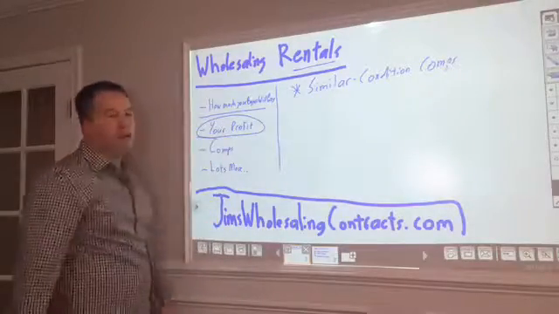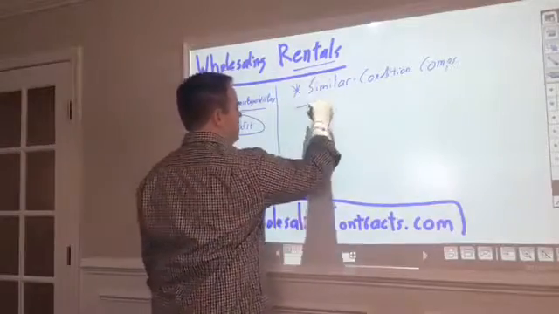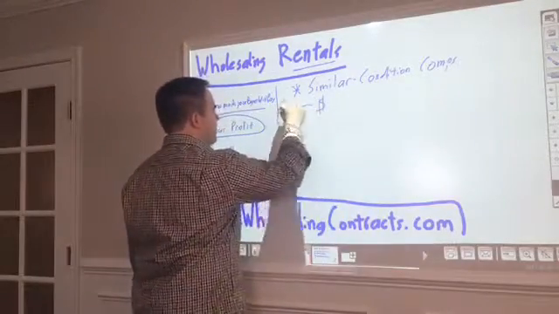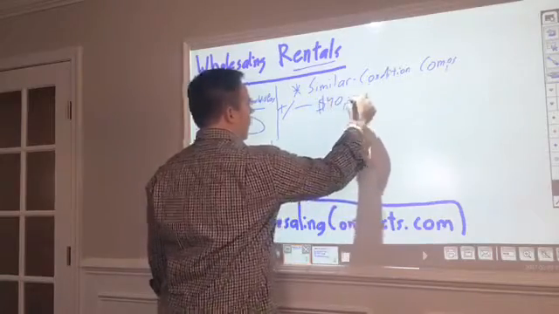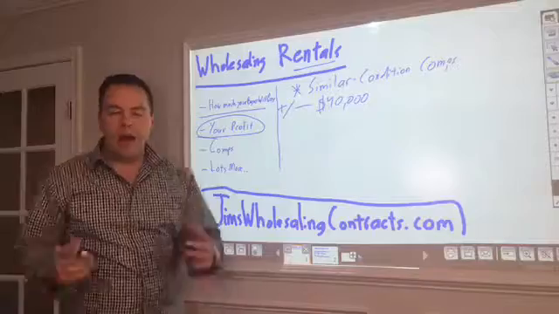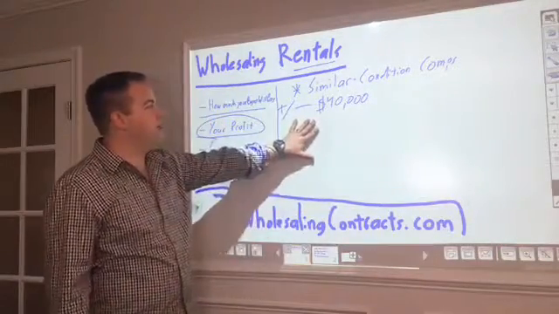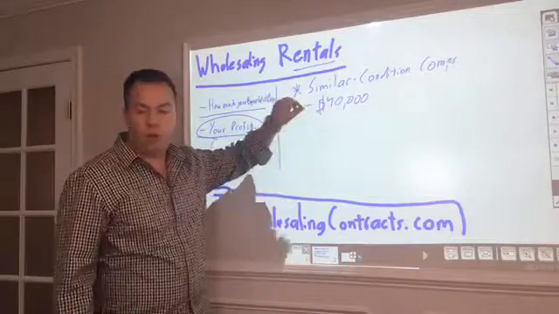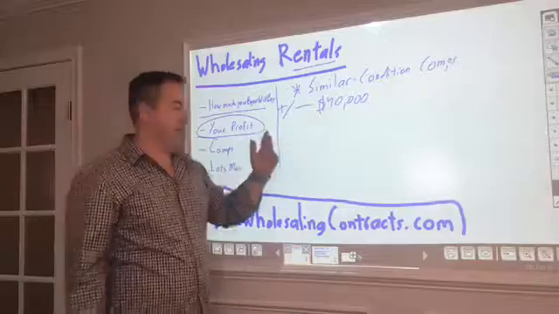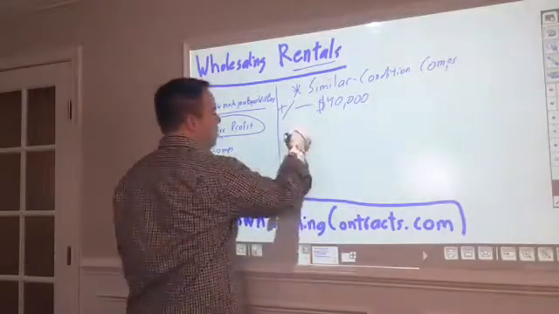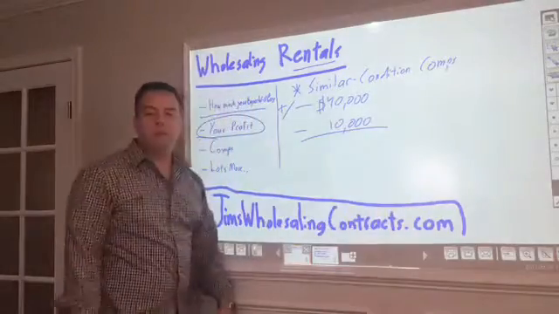But what did we leave out so far? We left out your profit. So, let's say that similar condition houses are selling for plus or minus $40,000. Okay? So they're selling for $40,000. How much should you get the house under contract for? Somebody tell me right now. If similar condition rental houses are selling for $40,000, how much should you pay for yours? Well, as little as possible, right? So typically what you want to do is subtract out your $10,000 wholesale fee. That should be your minimum, okay?